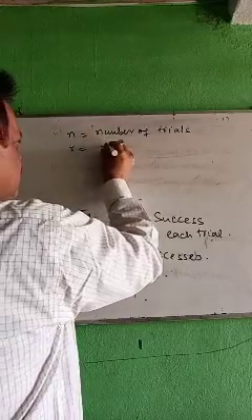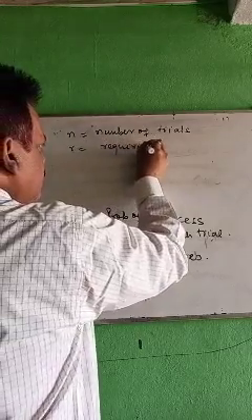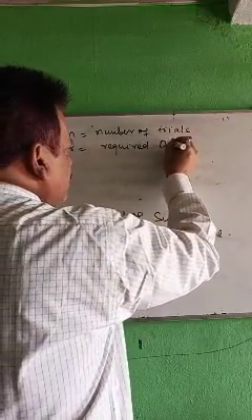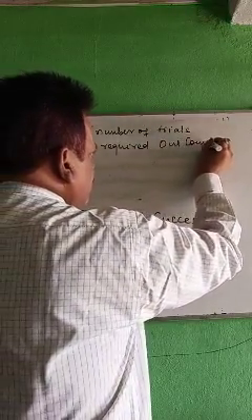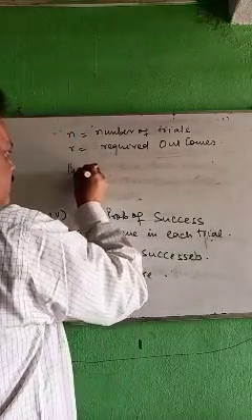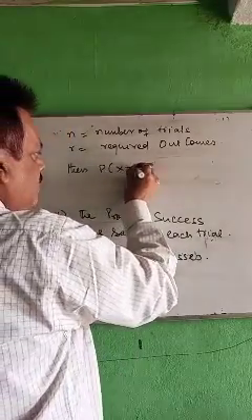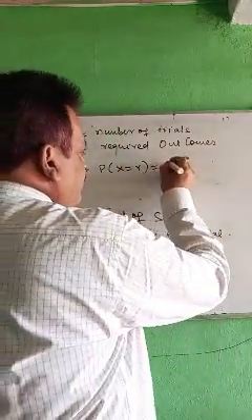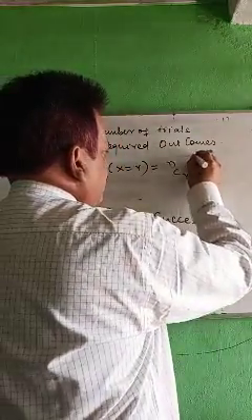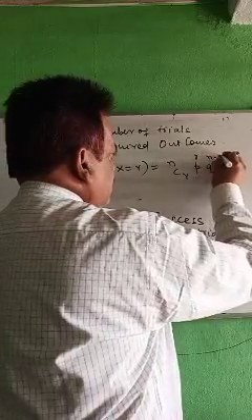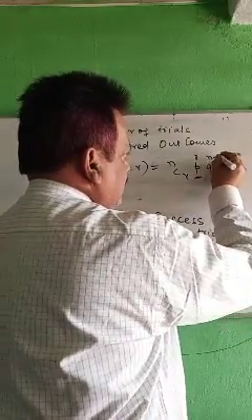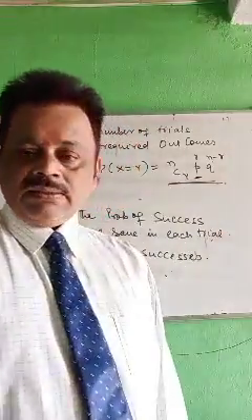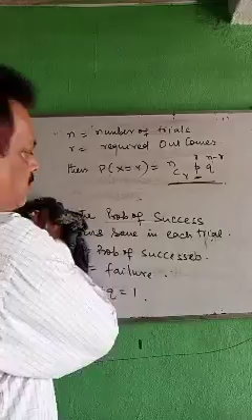R is the required outcomes. Then the probability of X equals R is NCR P to the power R Q to the power N minus R. Remember, P is the success, Q is the failure here. This formula will be used to find the probability when the trials are more and more.